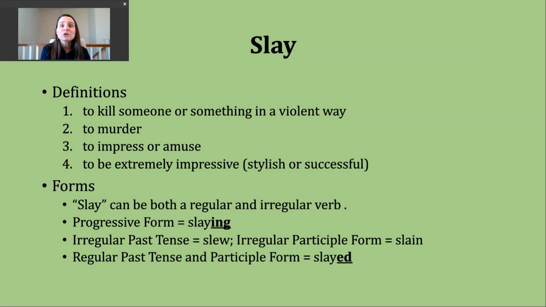Let's talk about the irregular form of this verb. If we're reading really old stories, maybe even in connection to movies or other things of that nature, and we're talking about killing or murdering, I think it's more common for you to hear this irregular past tense. So that's slew. It's pronounced slew. If it helps you remember, it rhymes with the color blue. So slew. And then the irregular participle form would be slain. Slain.